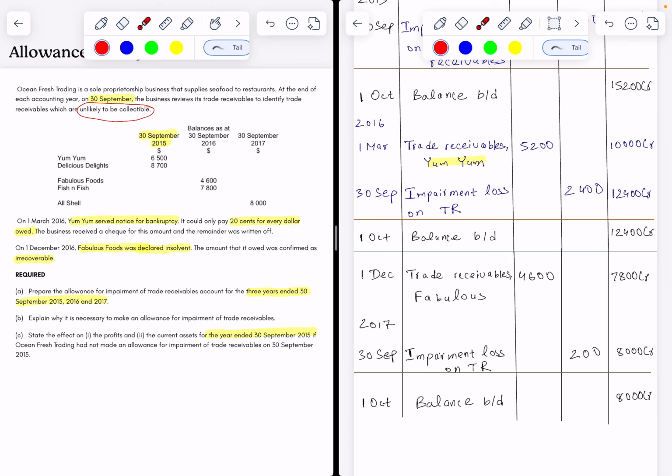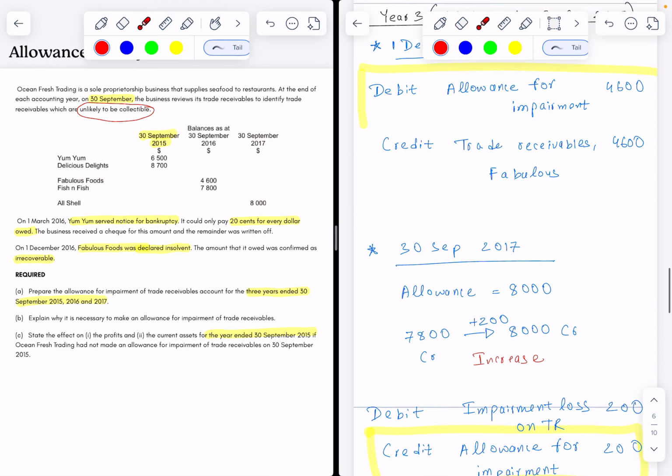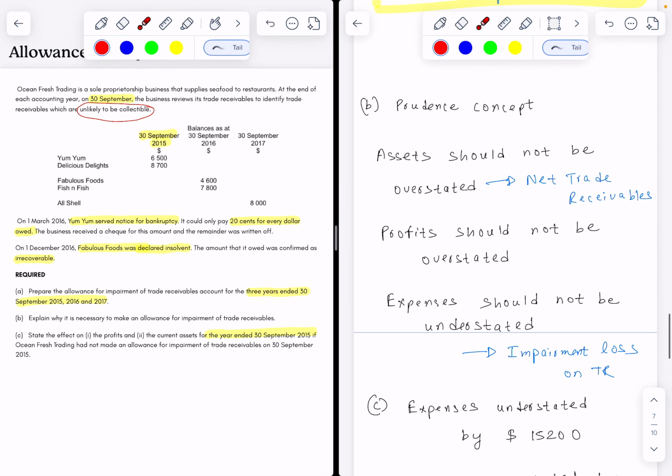I believe you have got a good understanding of how the journal entries make sense for how we construct the ledger account, okay? So now we move to part B, which is asking us to explain why you think it is necessary to make an allowance for impairment of trade receivables. Now, we have already discussed this today, but let's discuss this again.